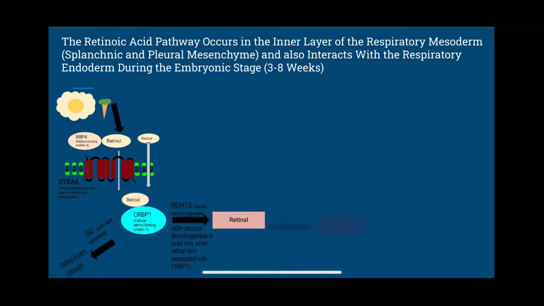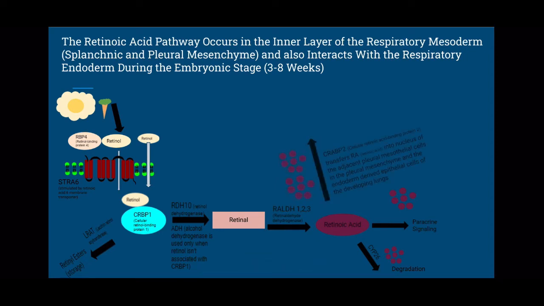Retinaldehyde is then converted to retinoic acid by retinaldehyde dehydrogenase, or RALDH, 1, 2, and 3. Then excess retinoic acid is degraded by cytochrome P450, or CYP26. Some of the retinoic acid also aids in paracrine signaling. Most of the retinoic acid is transferred into the nucleus of the adjacent pleural mesothelial cells in the pleural mesenchyme and the endoderm-derived epithelial cells of the developing lungs, by binding to cellular retinoic acid binding protein 2, or CRABP2.